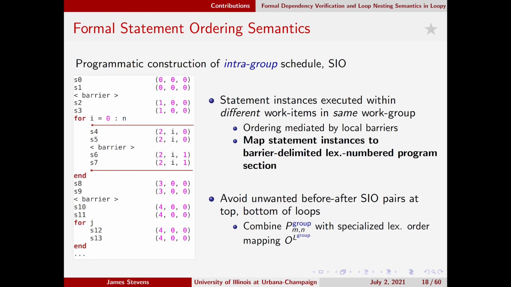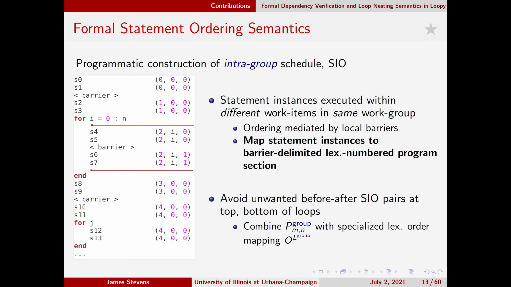Here we have 13 statements and a for loop and a few barriers. And we want to map each statement instance to an integer tuple representing a point in a lexicographical space. The first two statements, 0 and 1, should map to the same point since there's no barrier between them and we don't want to impose an ordering. Then we hit a barrier. So statements 2 and 3 need to map to a later lex point. So we map them to 1, 0, 0.